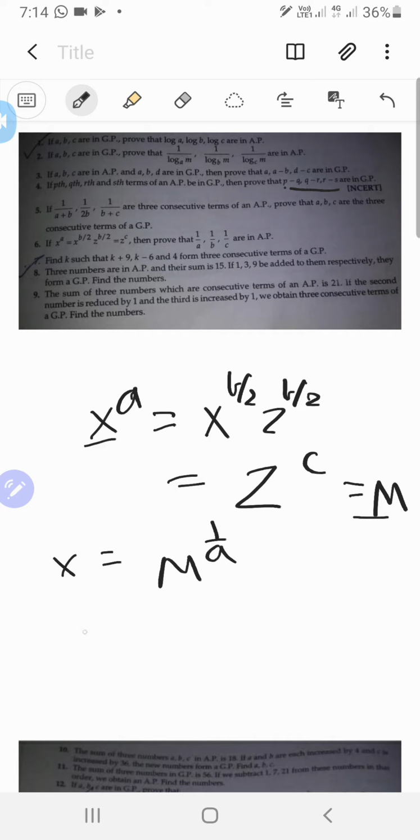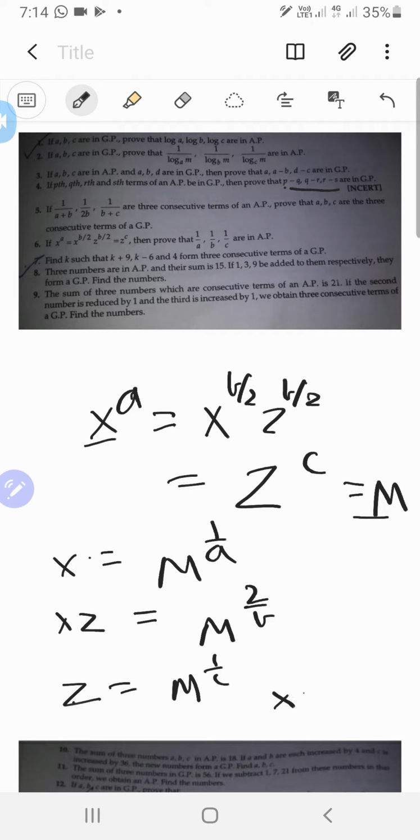From the next equation, we can say that x times z is equal to m to the 2 by b power. And from this equation, we can say that z is equal to m to the 1 by c power. So when you multiply these two, you just get x times z is equal to m to the 1 by a plus 1 by c, and that is exactly this. Okay, xz is also this thing. So these two exponents should be the same.